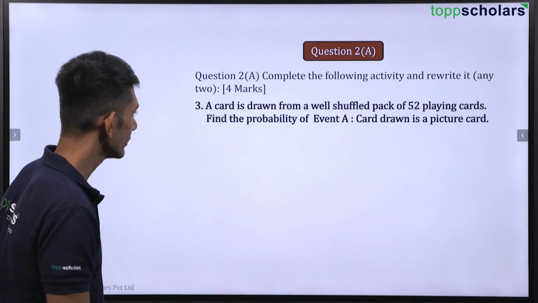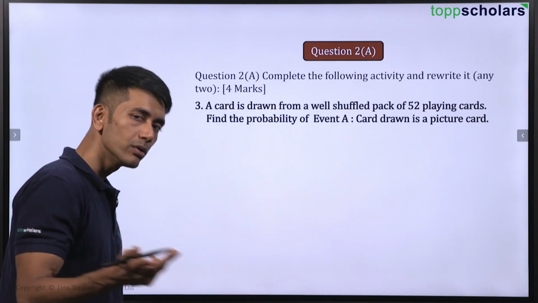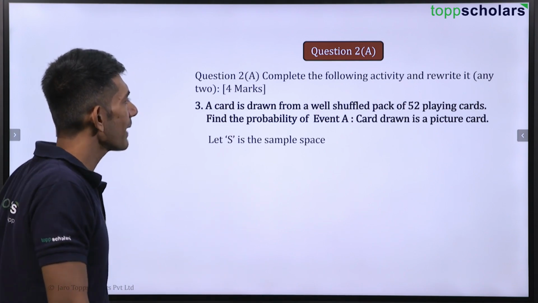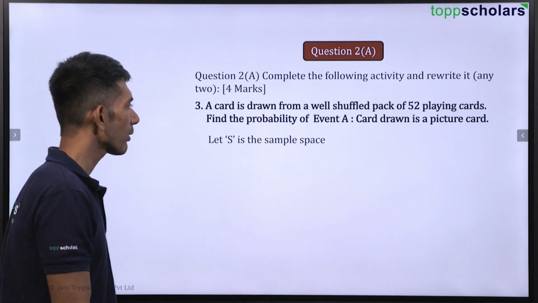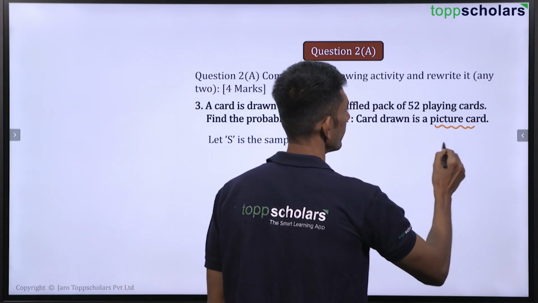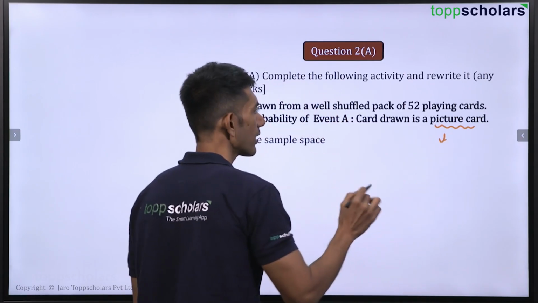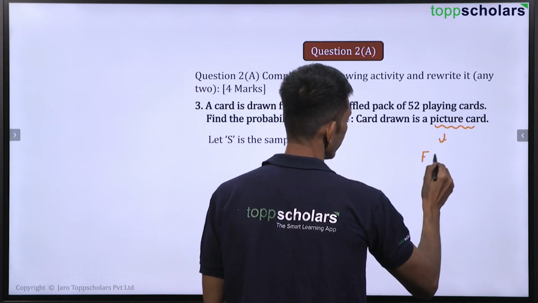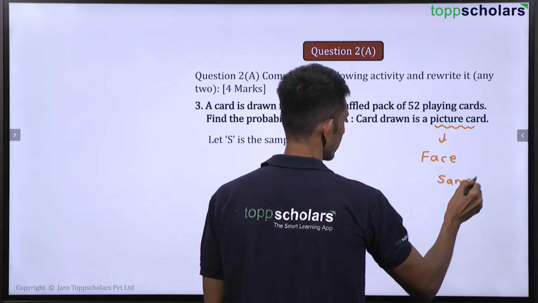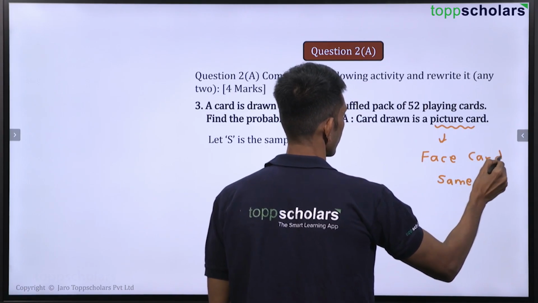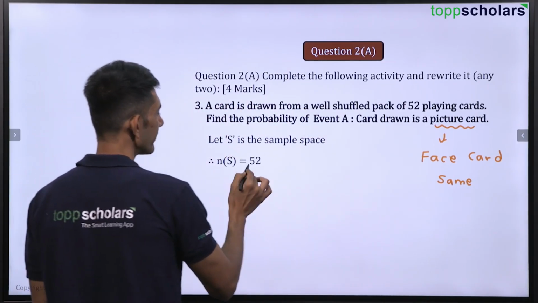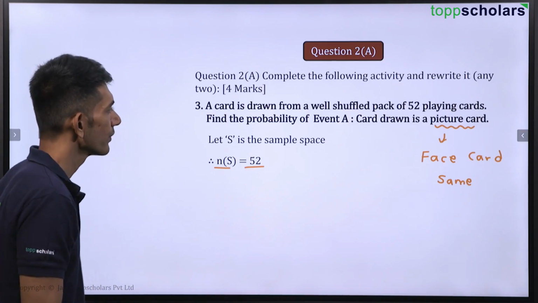This is the third question. We were supposed to solve any two. So obviously we have options here. A card is drawn from a well shuffled pack of 52 cards. Find the probability of event A that the card drawn is a picture card. Say picture card and face card is the same. Correct? So number of elements in the sample space are 52.